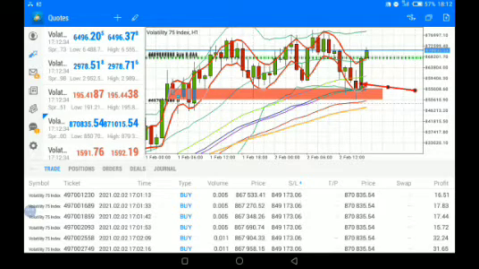I'm going to continually show you the progress of this trade. So fingers crossed, let's see how this plays out. I'm going to pause this video and I will resume after so we can actually watch the progress together.